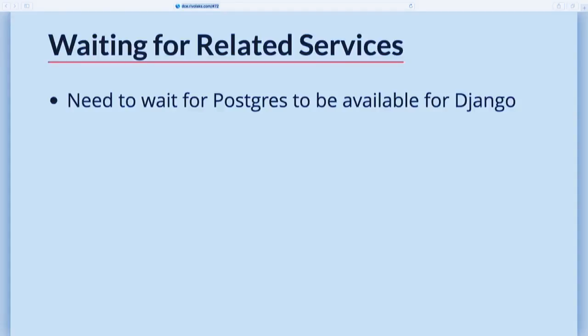We also need to wait for related services when we run, for example, a migration command, because we want to ensure that Postgres is available when we do anything with Django. And Docker does not provide any built-in way of doing that, because basically Docker is too low level for that. And so the solution was to use one of the multiple wait-for-it scripts that are available online. What they do is basically polling the Postgres socket and waiting until it starts accepting connections. And once it does start accepting connections, it just continues with the usual Django startup process.